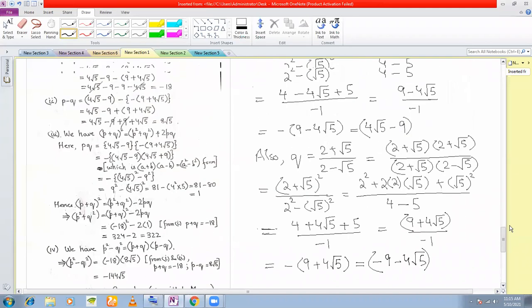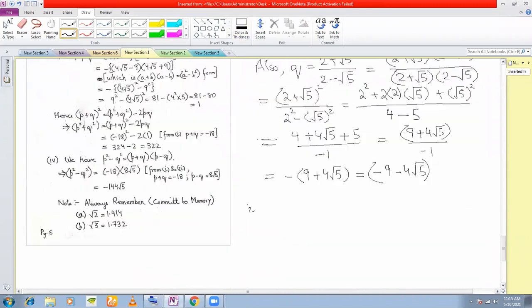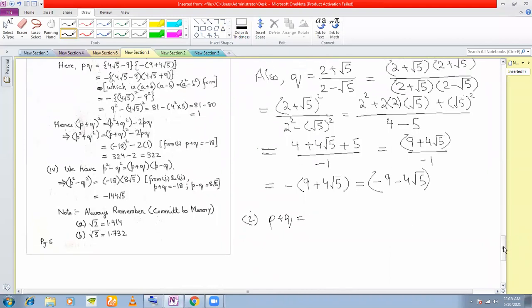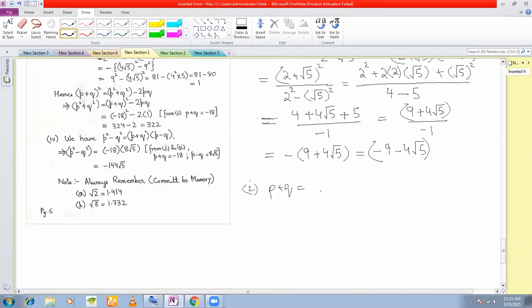Now we shall find out all the other values. The first question here is to find out the value of p plus q. So let us find out the value of p plus q. Number 1, p plus q. Now put the values. What is the value of p that we have found out? The value of p after rationalizing the denominator we have found out to be 4 root 5 minus 9. So we put it.